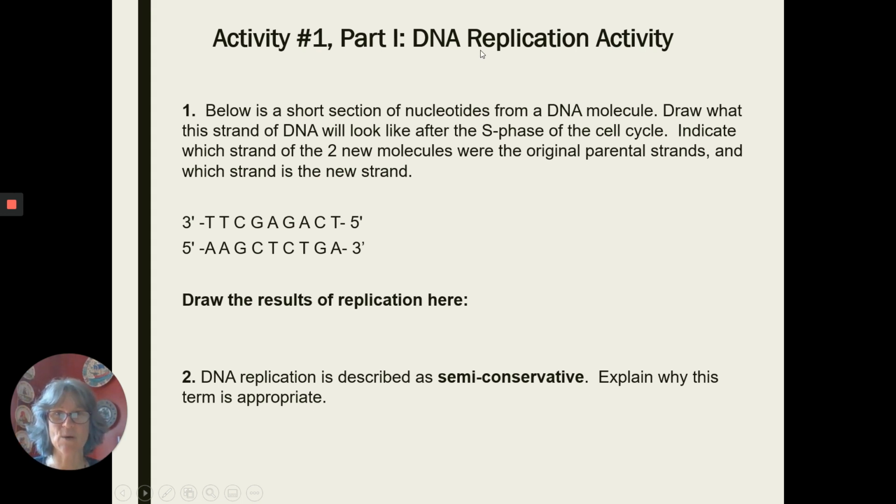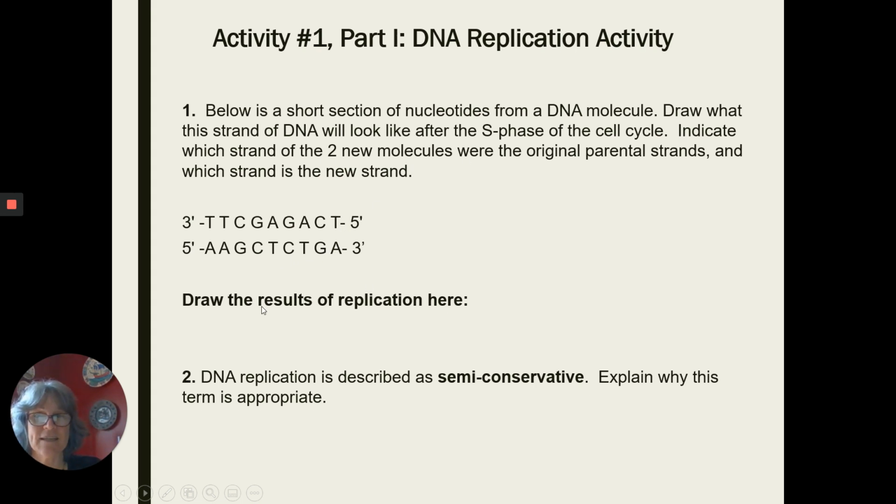So activity 1, part 1 is the DNA replication activity. It gives you a double-stranded DNA molecule. These are anti-parallel. One runs 3' to 5', the other 5' to 3'. We have complementary base pairing. T and A always pair up. C and G always pair up. So whichever is on one strand, its complement is on the other.